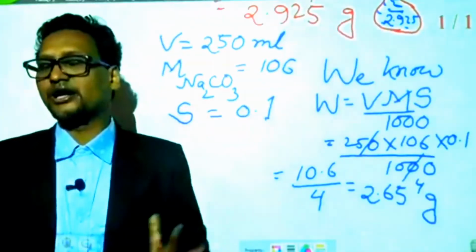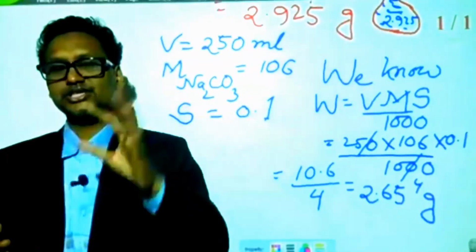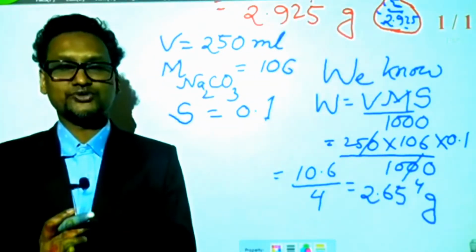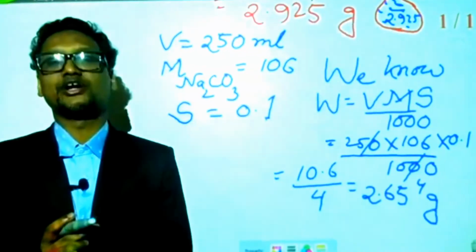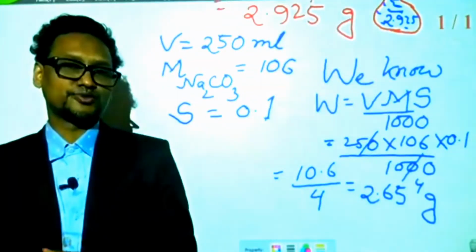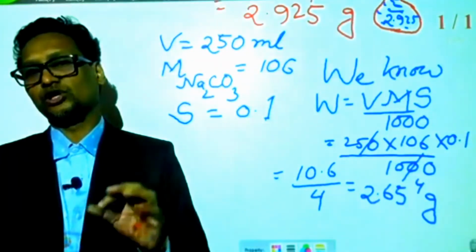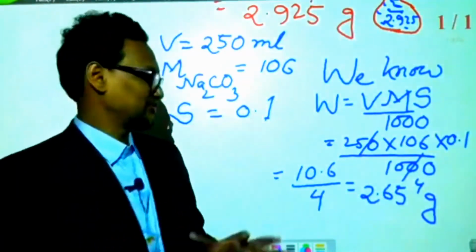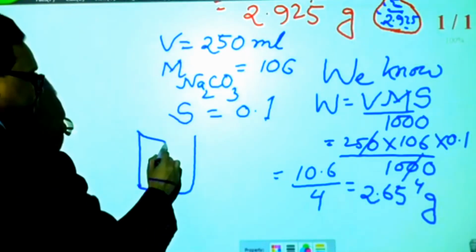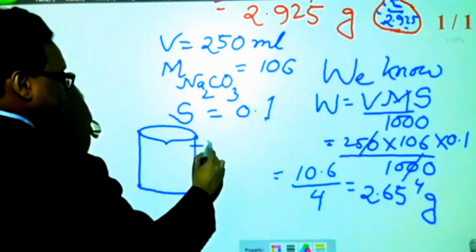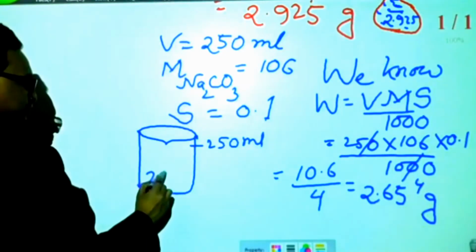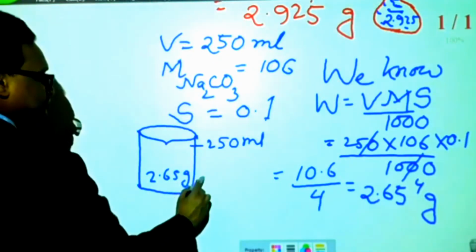I believe you have understood the result easily, isn't it? So my dear students, Alhamdulillah, we have solved the mathematical problem of molarity easily. How can we determine how much solute is present in 250 milliliter of 0.1 molar sodium carbonate solution? So imagine that you have taken a beaker of 250 milliliter instead of a volumetric flask, where we have to take 2.65 gram of sodium carbonate.